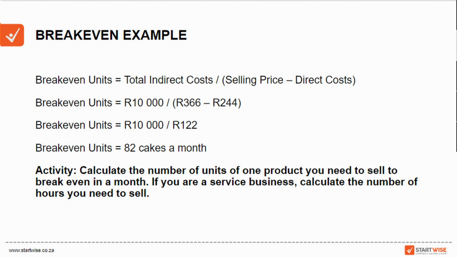But if no, then the only way to change your break-even is to change your selling price and make it a bit more expensive, which means increasing your markup percentage. So perhaps you don't use 50%, you might use 75% or 100%.